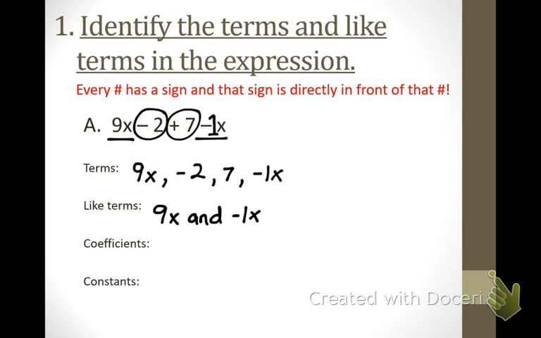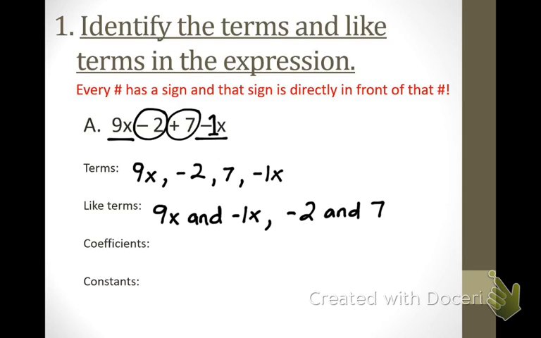Is there anything else that you would say in my original problem that was like another number that was in there? Charbel? Negative 2 and 7. You are correct. Negative 2 and 7. The reason why those are alike, you guys might look at it and be like, no, one's a positive, one's a negative. But they're both constants. They're both the numbers that are standing by themselves. That means that they're alike because they're numbers that stand alone.